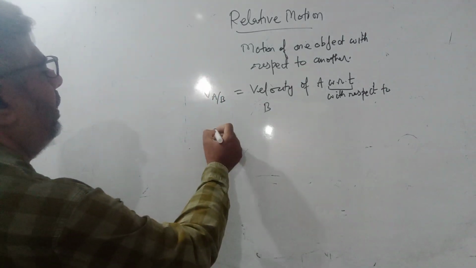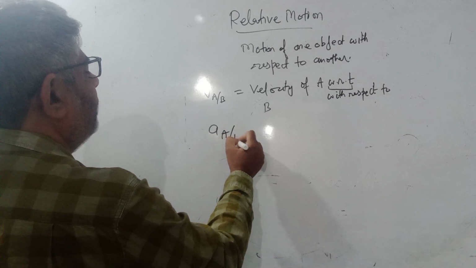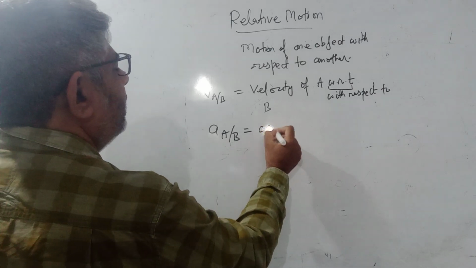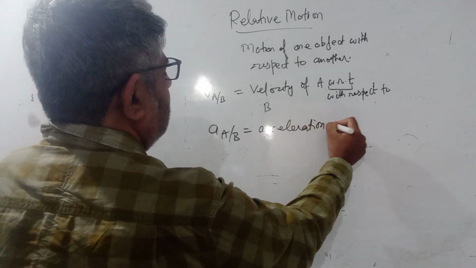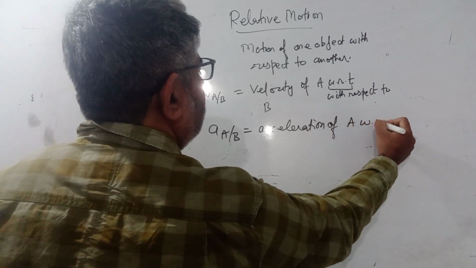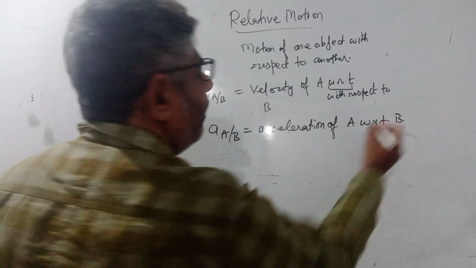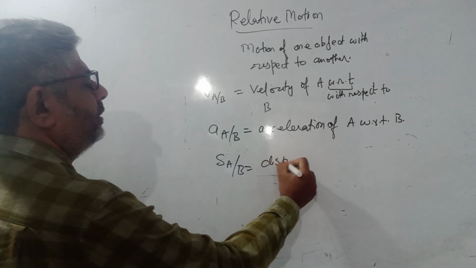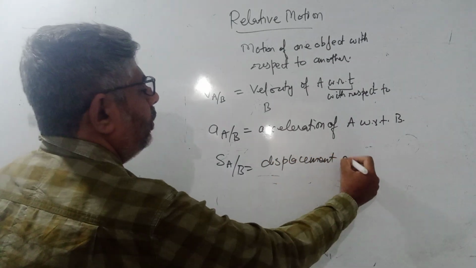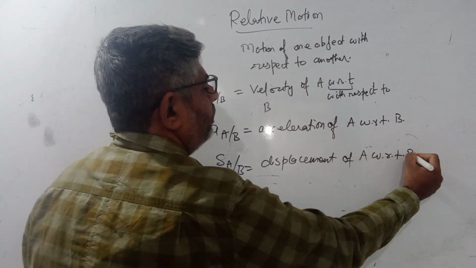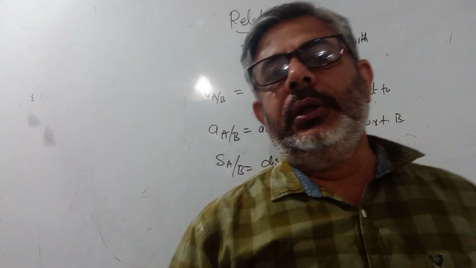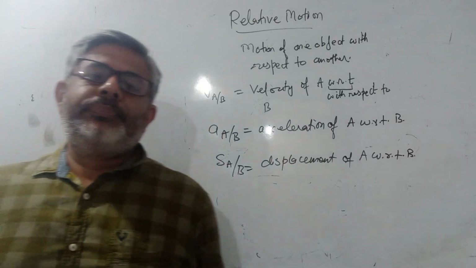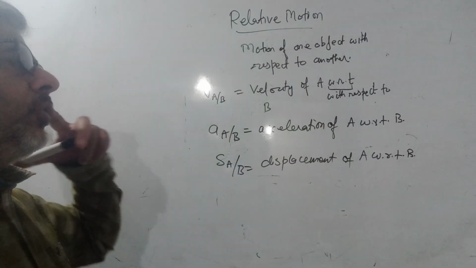For example, acceleration, let us say, of A with respect to B. So this is A slash B, that means acceleration of A, you can take notes of this also, of A with respect to B. Or we can say displacement of A with respect to B. So you can have velocity of A with respect to B, acceleration of A with respect to B, or displacement of A with respect to B. So this is as simple as that, like there is no complication in it.